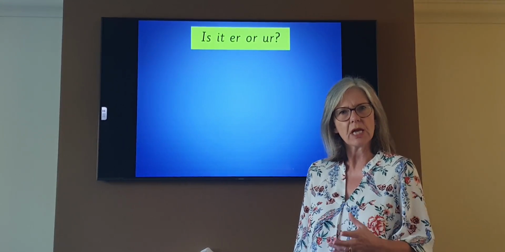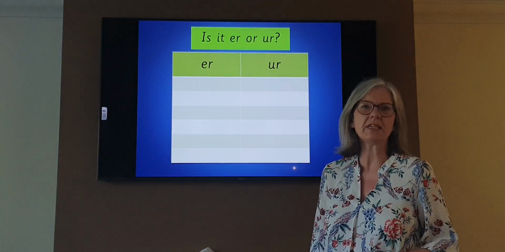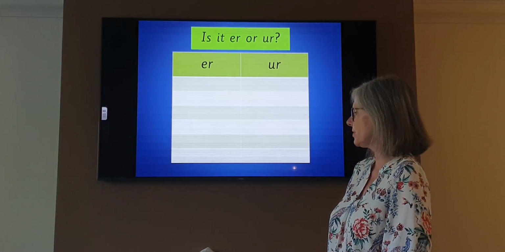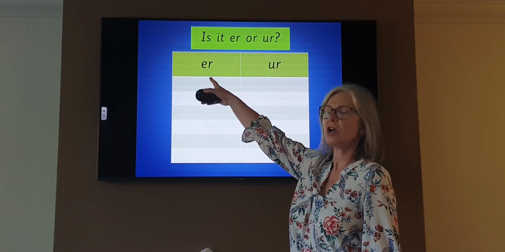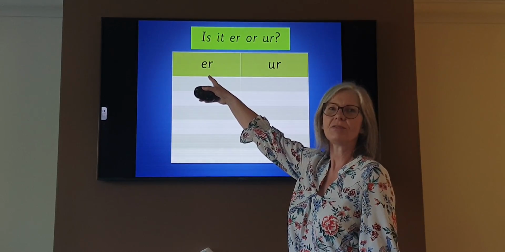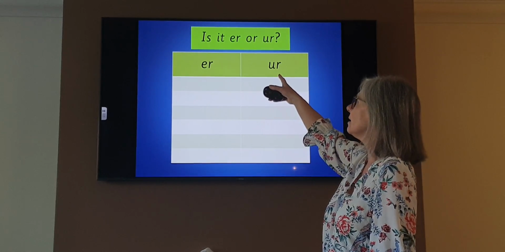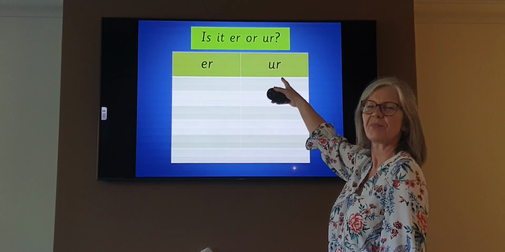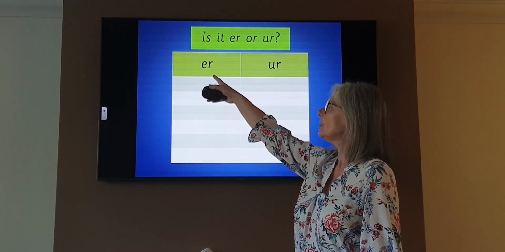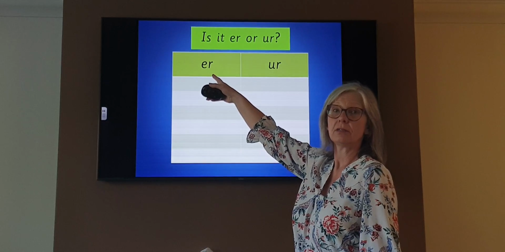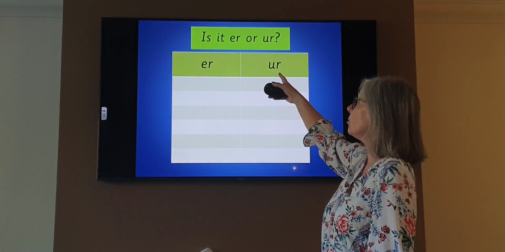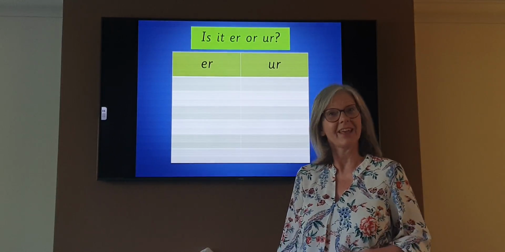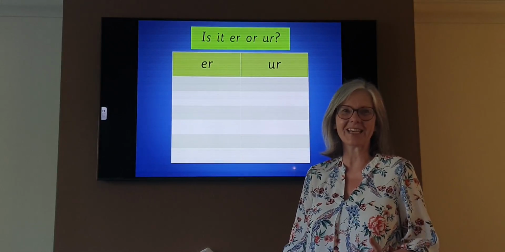So in your books, what I'd like you to do is draw a line down the middle of your page, and on one side, can you write me the digraph using ER? Could you write me the digraph using UR? Okay, so we want the grapheme one side and the alternative grapheme the other side. Have you done that? Fantastic.